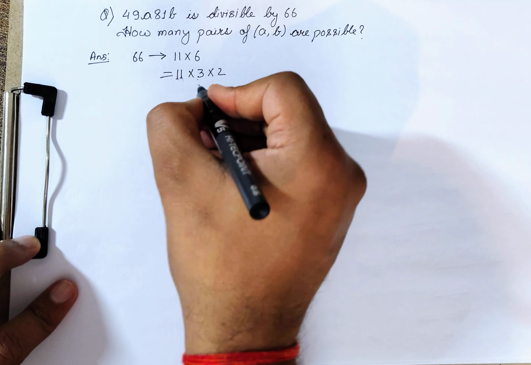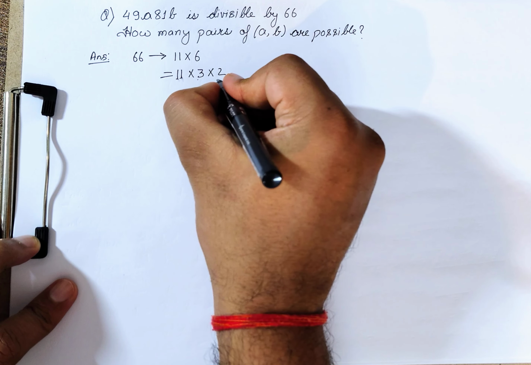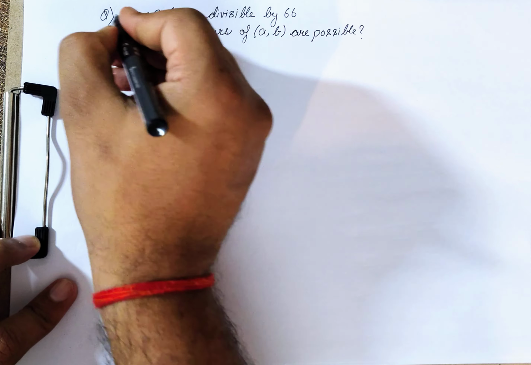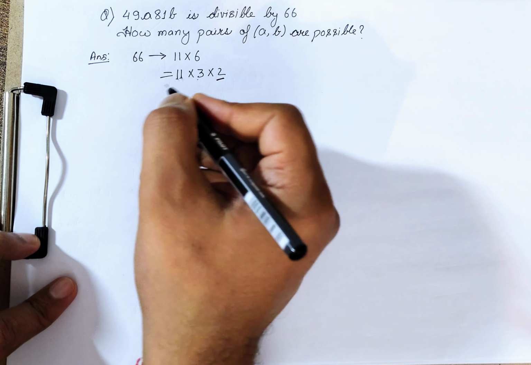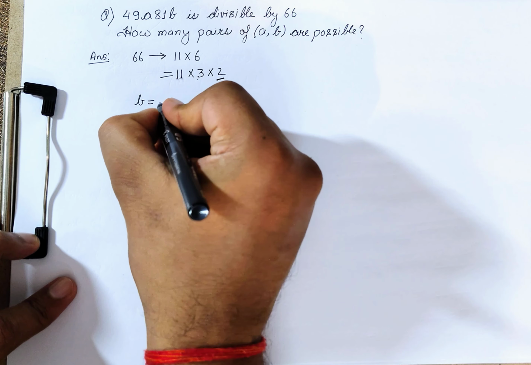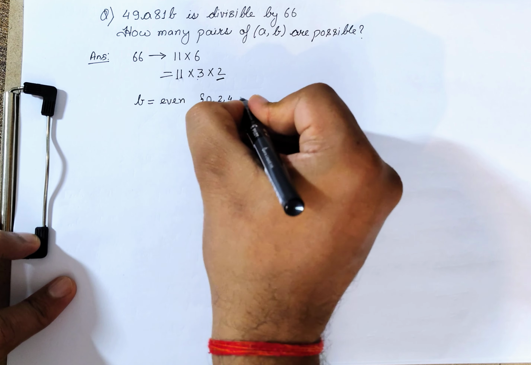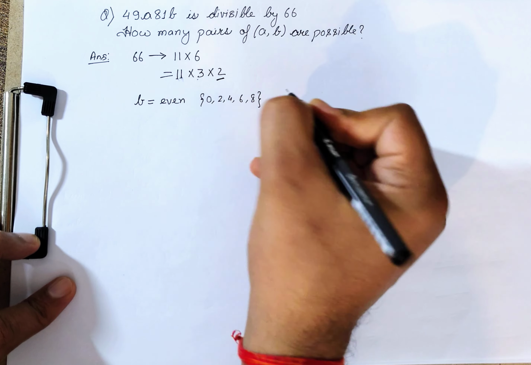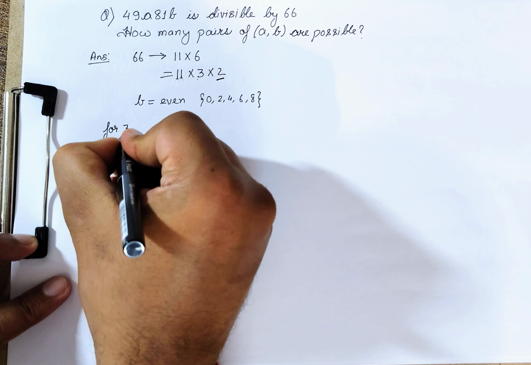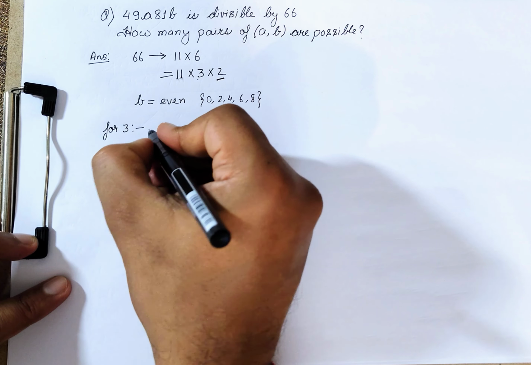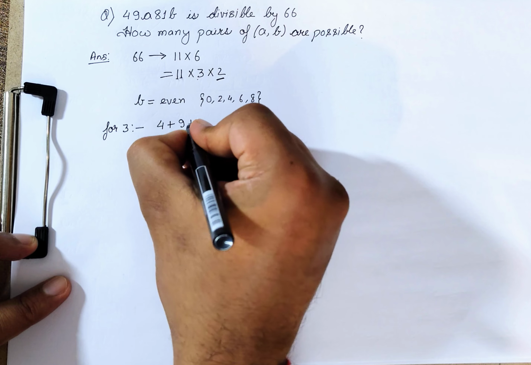Now we see one of the criteria is the given number should be divisible by 2, and for it to be divisible by 2 it needs to be an even number. So B can take an even value, so we can say that B is even, possible values being 0, 2, 4, 6 and 8. Now let's try for 3. For 3 we know that to be divisible by 3 the sum of the digits should be divisible by 3.